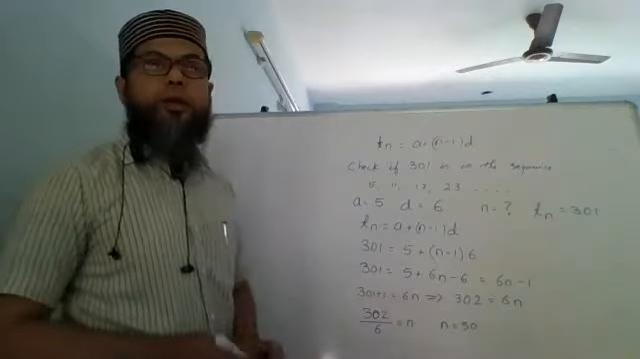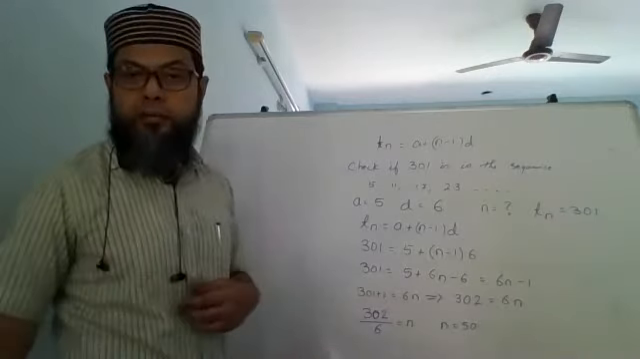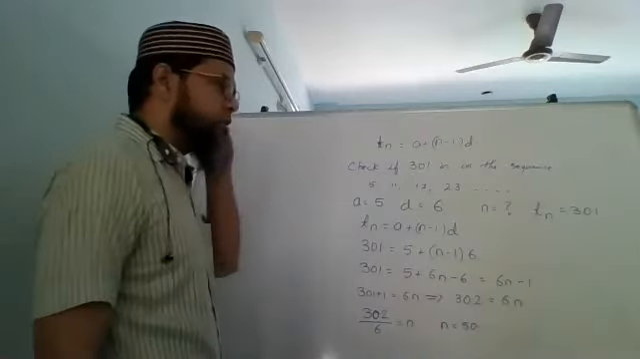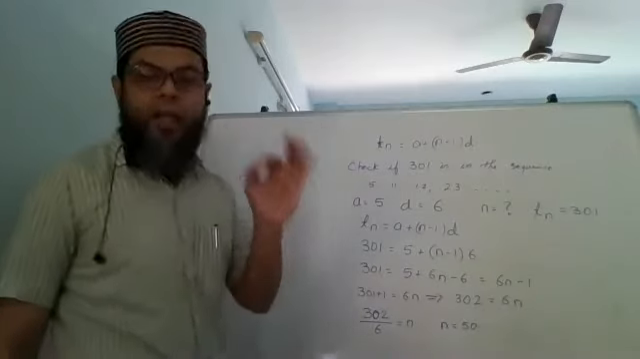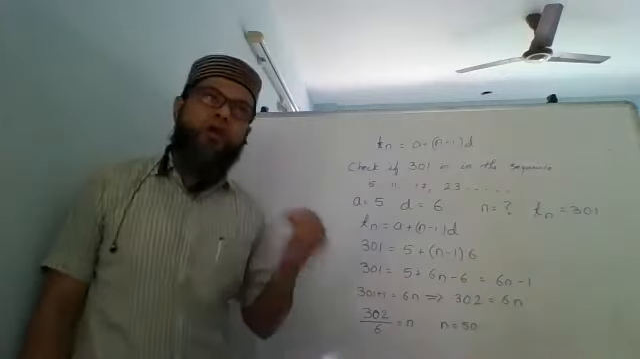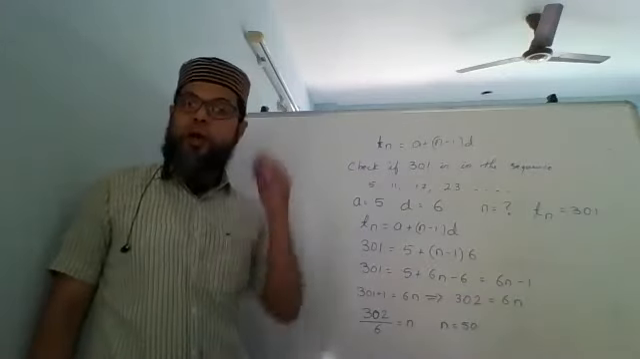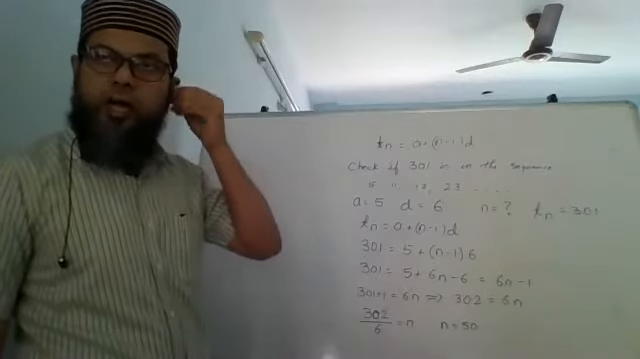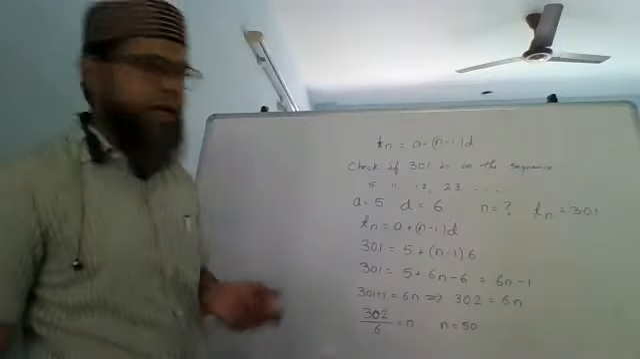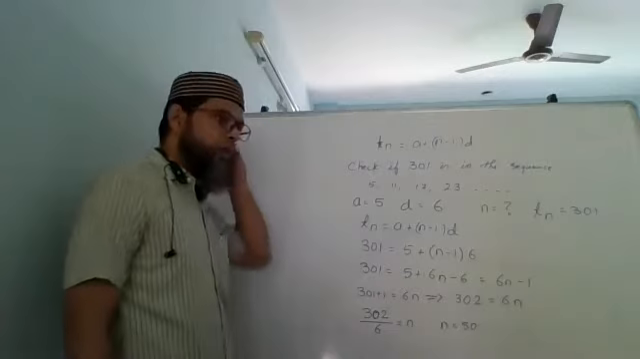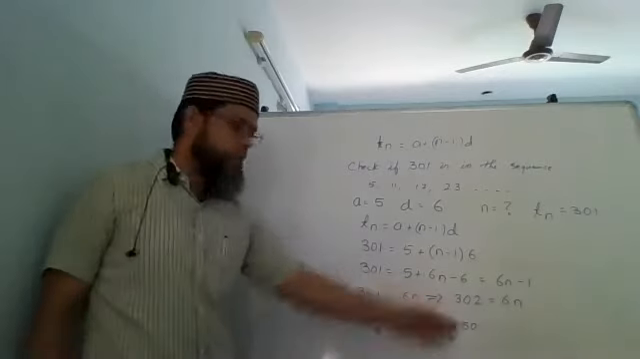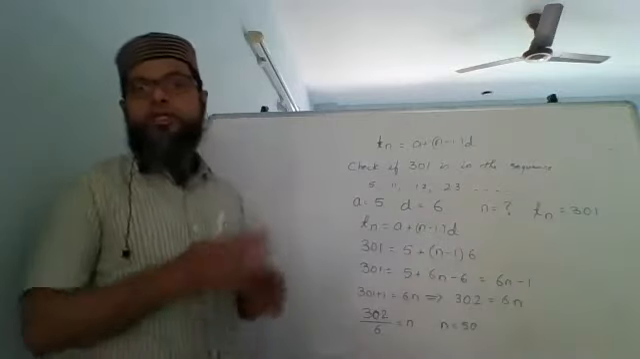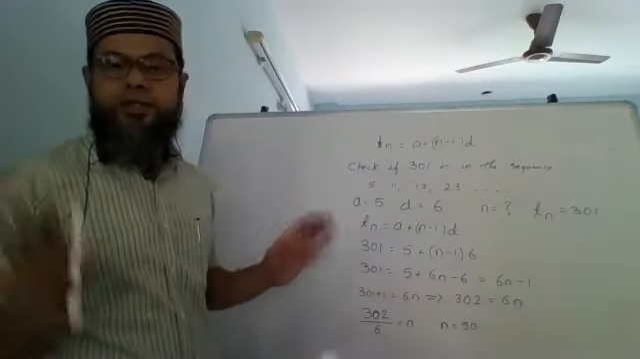Now you can't have a 50 point third term, can you? You can't have a term in terms of decimals. N has to be an integer. In fact, not only an integer, it has to be a positive integer, a whole number. N has to be a whole number. It cannot be this. Since it is not a whole number, therefore 301 is not in the sequence.